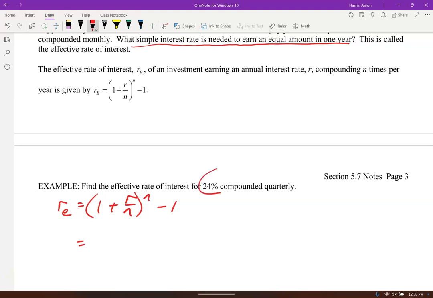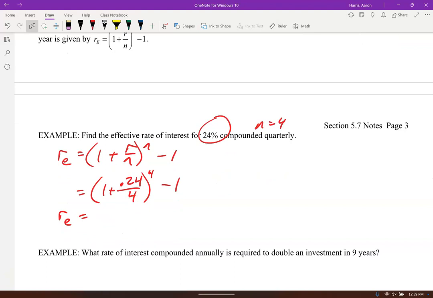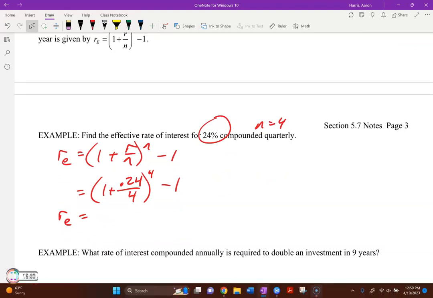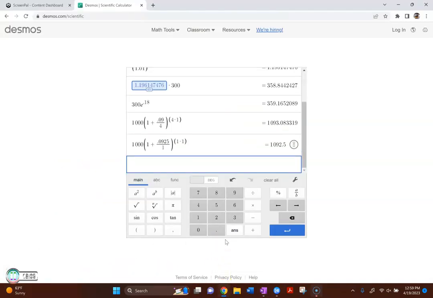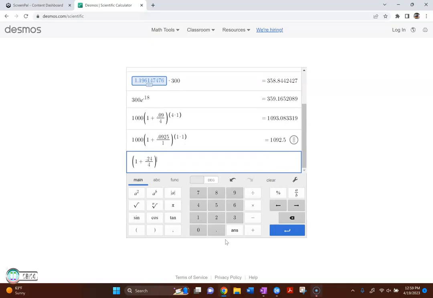Well, if I have something that gives me 24%, 0.24, and it's compounded quarterly, so n is 4, what would this give me? What's my effective interest rate? So 1 plus 0.24 over 4 to the 4, and then this whole thing minus 1. So 0.26248.